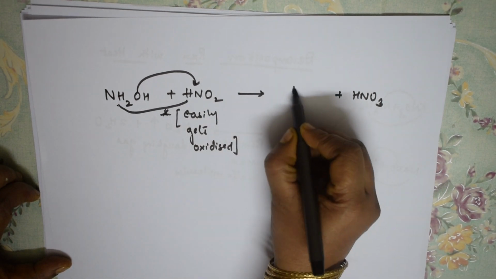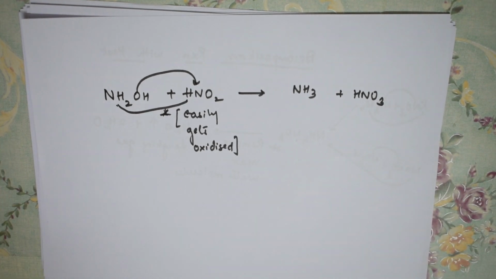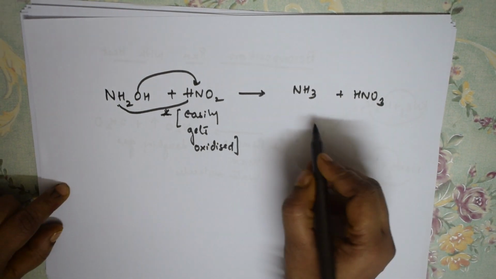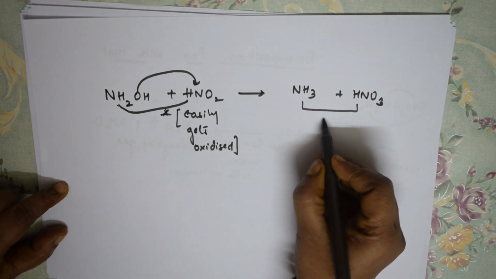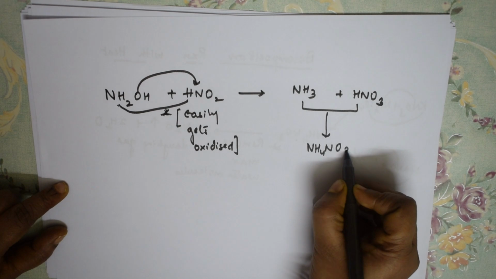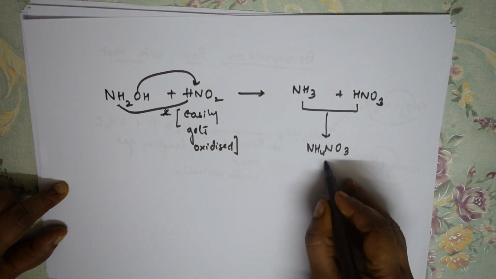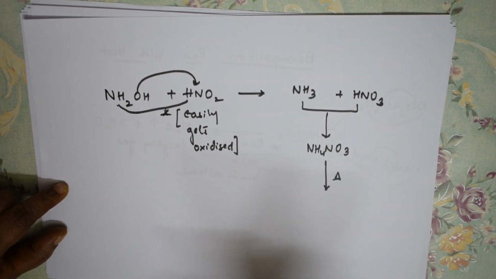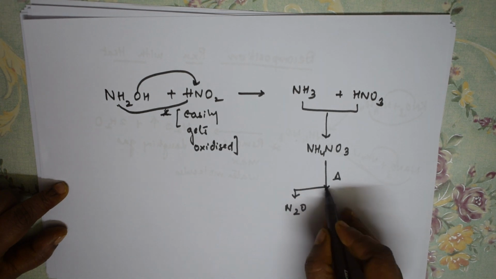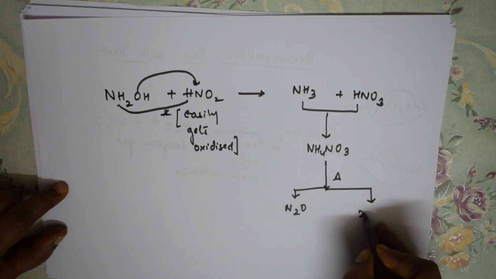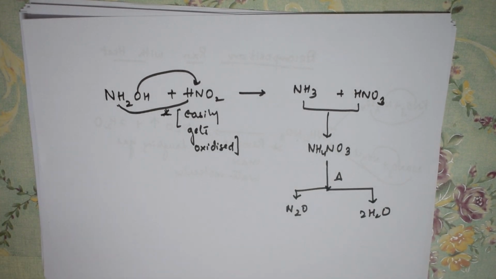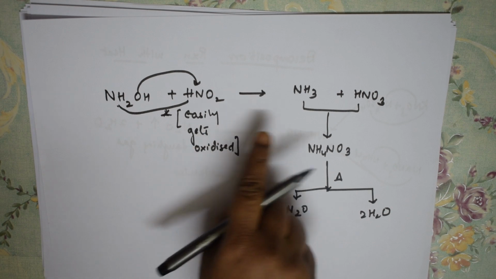This comes to NH3. Now, this whole thing combines together, and it forms ammonium nitrate. As we have said, whenever you're heating ammonium nitrate, only two products we get. One is nitrous oxide, laughing gas, and the other one is the water molecule. Two water molecules you'll get because 4 hydrogens are there. Simple. If I know this, I'll easily do this.